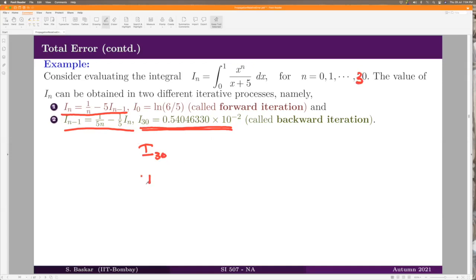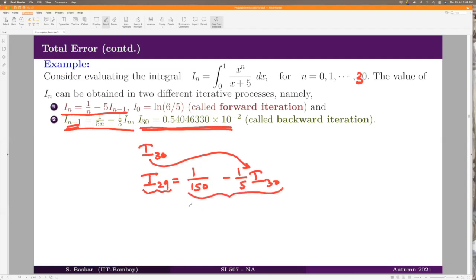Then I29 I can find by putting n equal to 30 here. That is 1 by 5 into 30, that is 150, minus 1 by 5 into I30. So somehow we got the value of I30, therefore we can plug it here and just find the value of I29 by evaluating this simple expression. Like that we can go on till you get I0, which we know of course is log 6 by 5.